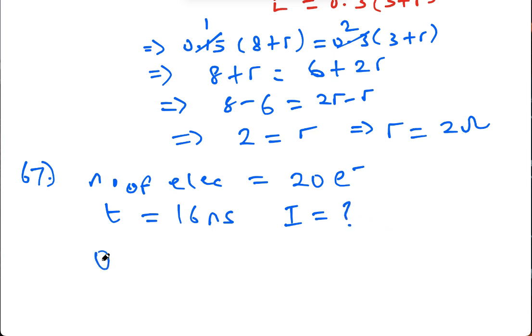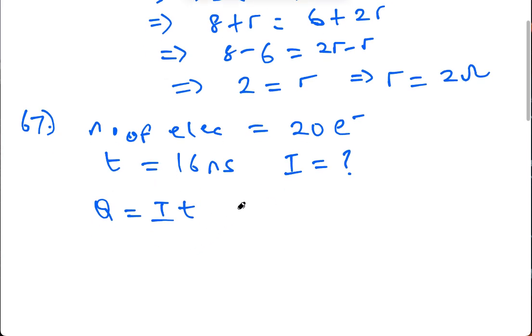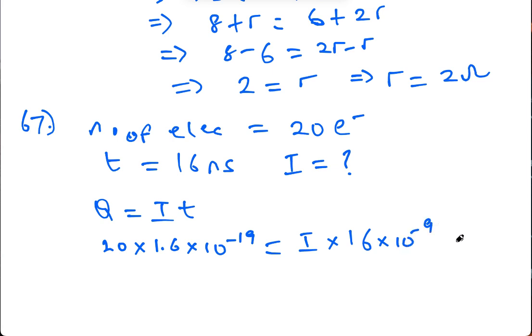So from what we know, Q equals IT, where Q is the quantity of electricity that is flowing, the quantity of the charge. Now from here we have 20 electrons. So that implies that we have 20 multiplied by the charge on one electron, which is 1.6 times 10 raised to the power minus 19. Then this flows for 16 nanoseconds. Nano is of the magnitude of 10 raised to the power negative 9. So with this now we can solve for I.